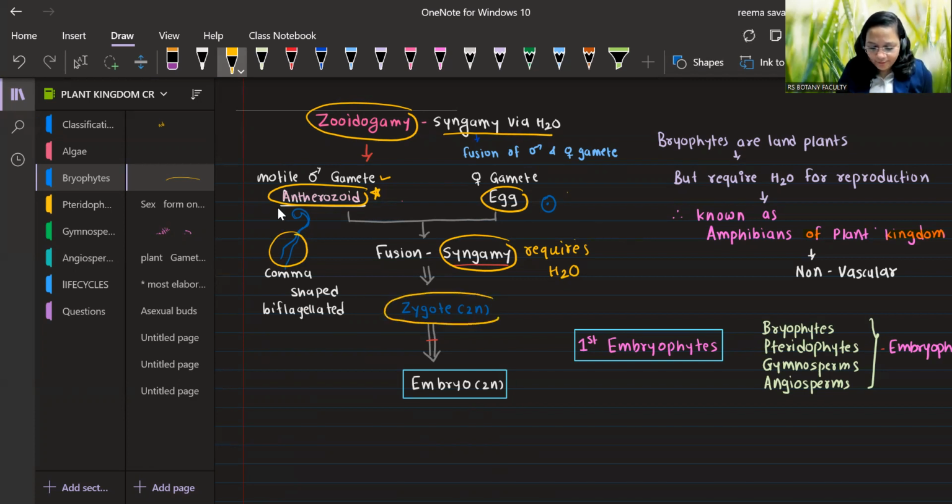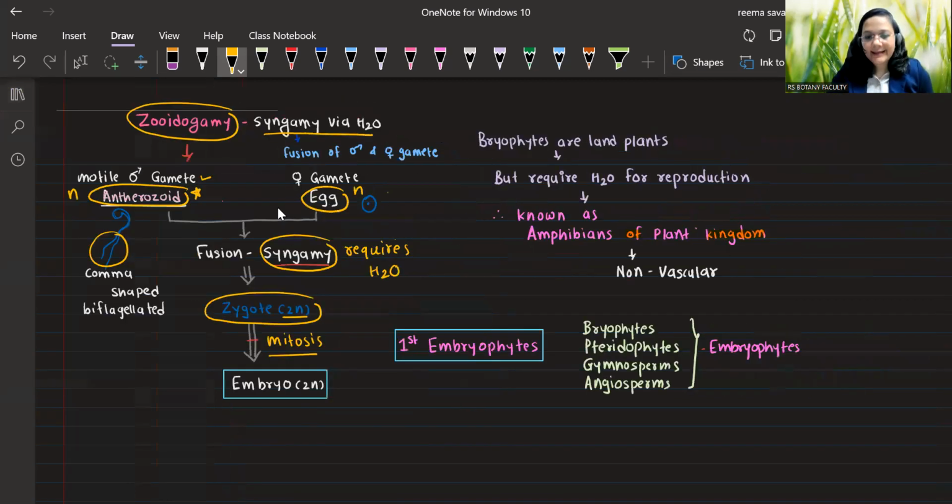Now the zygote will form after the fusion. Antherozoid was haploid, egg was haploid, so the zygote will be diploid. Now the zygote will develop into an embryo, and by which method does the zygote develop into an embryo? There is one division, that is mitosis, because ploidy remains the same. So for the first time, embryo develops in bryophyte. We have studied that in algae embryo development does not occur, they are non-embryophytes, but from bryophyte onward embryo will develop. So bryophytes are first embryophytes. Now these are land plants, but they require water for their reproduction.